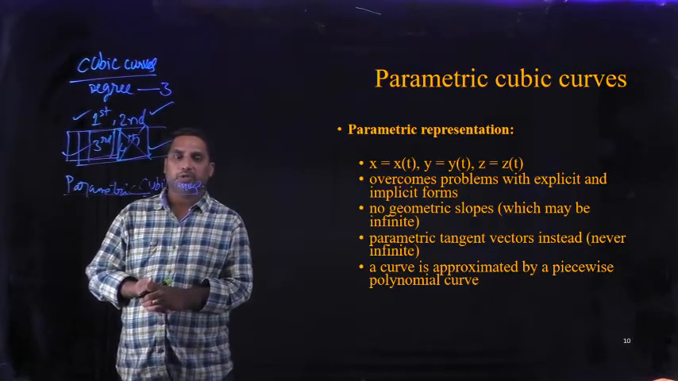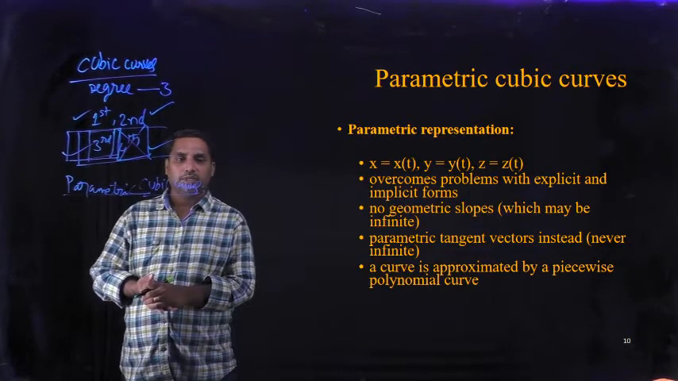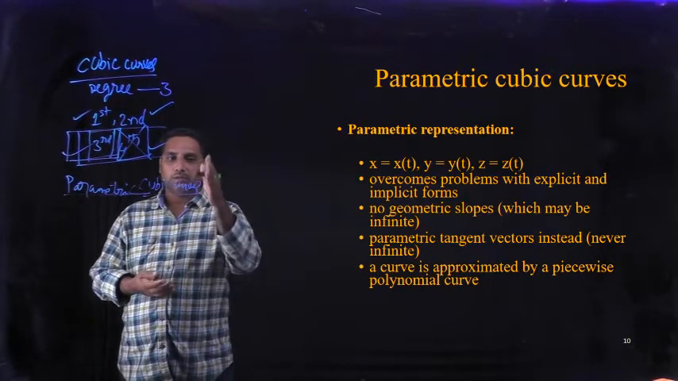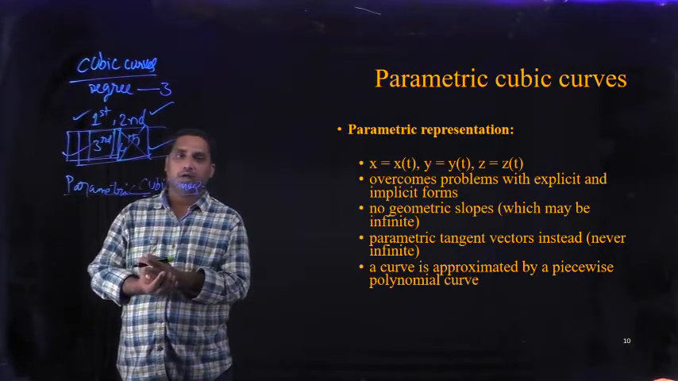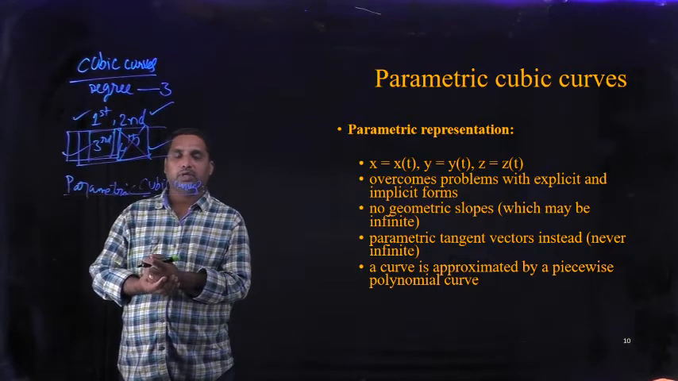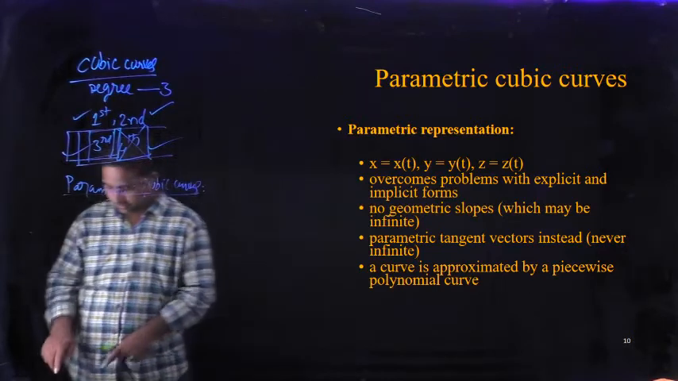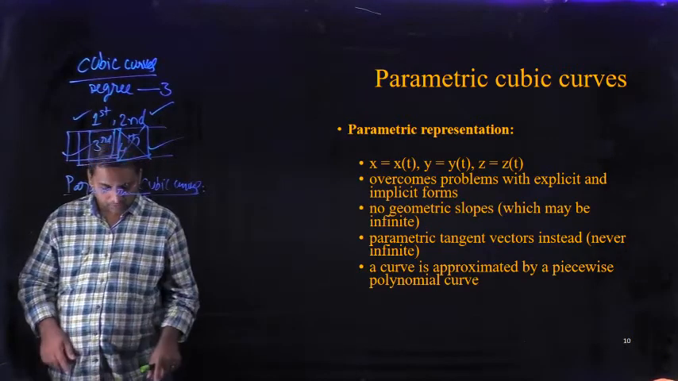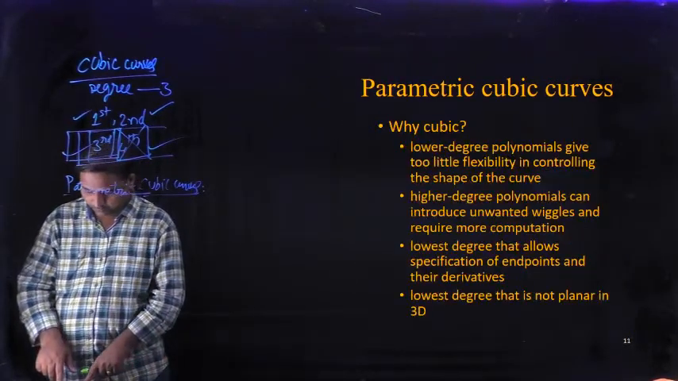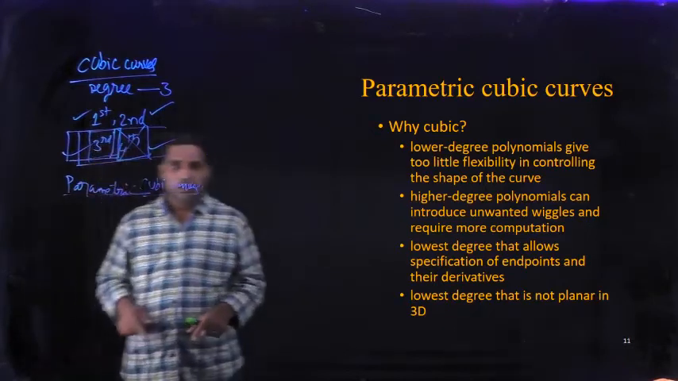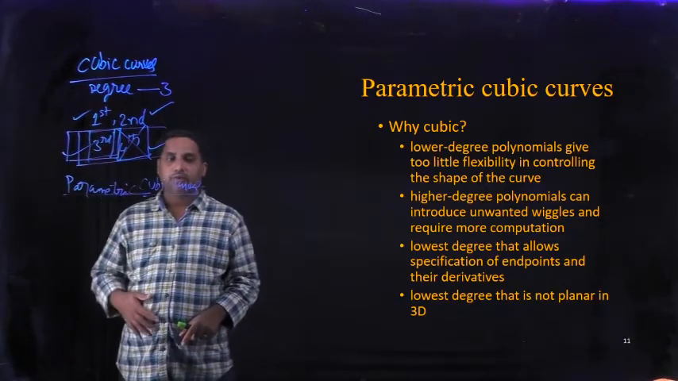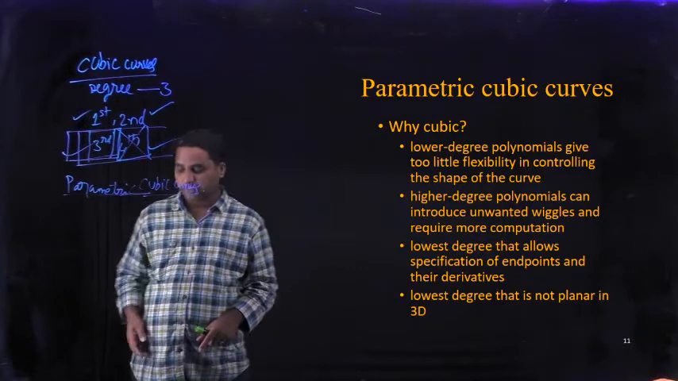Next, the third point is that no geometric slopes are infinite. Anyway, the points in these slides I have explained just now, and in the previous class also I explained those two points. You can go to the next slide now. Why cubic? That one also I have explained.